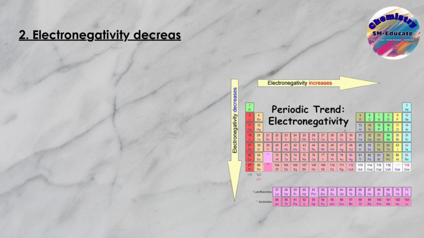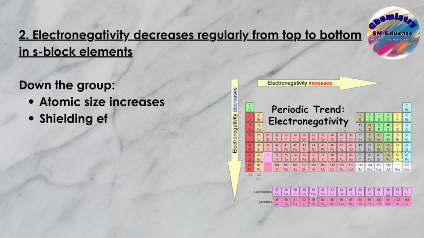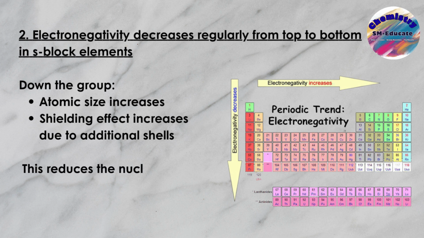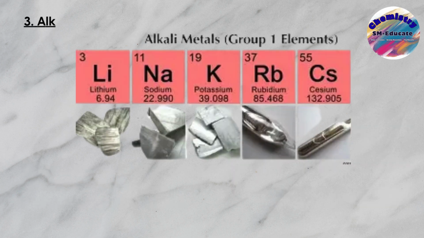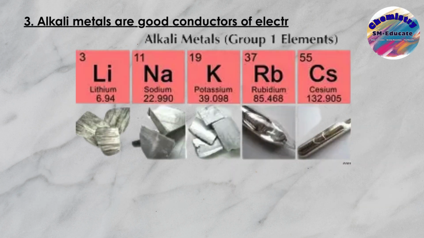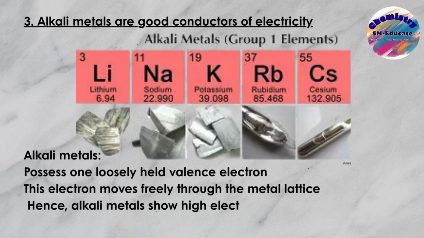2. Electronegativity decreases regularly from top to bottom in S-block elements. Down the group, atomic size increases. Shielding effect increases due to additional shells. This reduces the nucleus attraction for bonding electrons, so electronegativity decreases. 3. Alkali metals are good conductors of electricity. Alkali metals possess one loosely held valence electron. This electron moves freely through the metal lattice. Hence, alkali metals show high electrical conductivity.